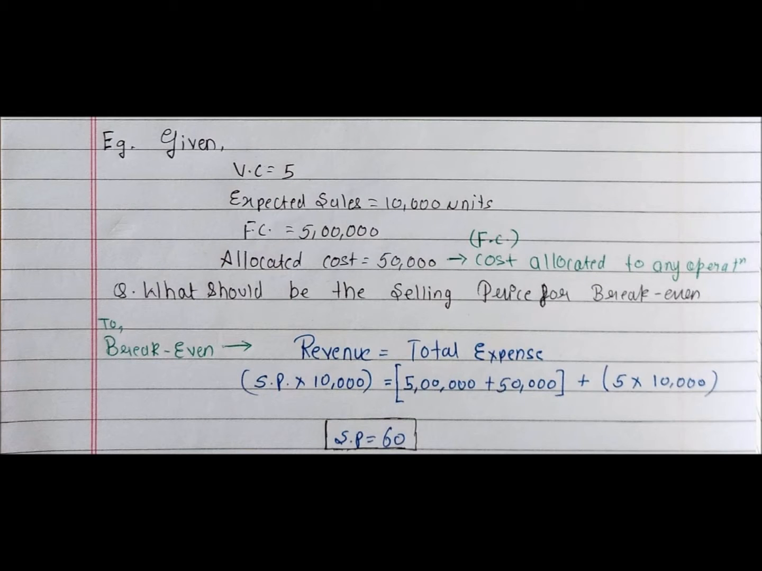One example: given the variable cost is 5, the expected sales is 10,000 units, the fixed cost is 5 lakhs, the allocated cost is 50,000. It is also a kind of fixed cost. So what should be the selling price for break even? Total revenue is equal to total expense. Revenue will be equal to selling price into number of units, is equal to fixed cost, that is 5 lakhs plus 50,000, plus the variable cost. So that is 5 into number of units expected sales. By solving this, we get the selling price.